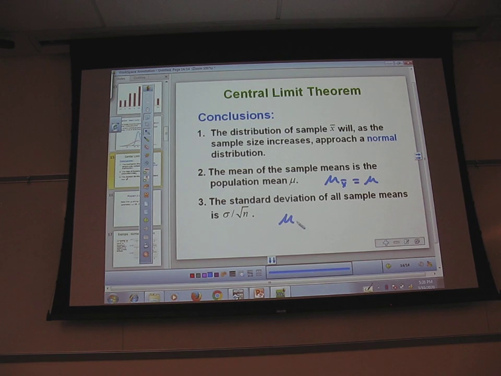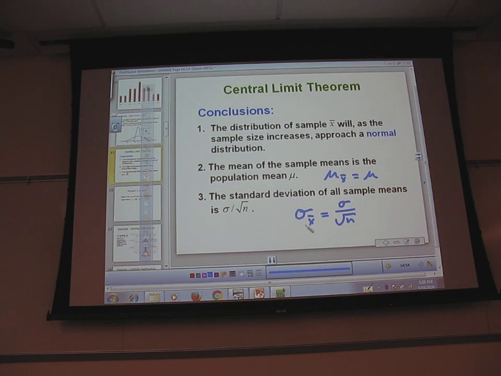So mu x bar, mu of the sample means, is equal to just your regular mean. That doesn't change. You're still centered where you expect it to be. But the standard deviation of your sample means, sigma x bar, is equal to your normal sigma divided by square root of n. Those are the two things you need. You really only need this, because the other one's exactly the same.